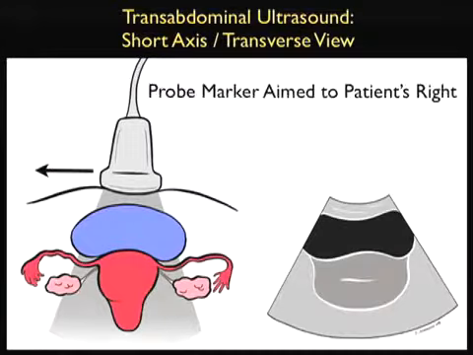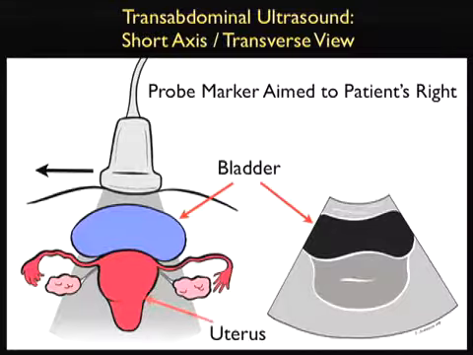Here's an illustration showing what the structures will look like as taken from the transabdominal short axis or transverse view. Remember that the probe marker will be aimed over towards the patient's right side to make the short axis or transverse view of the female pelvis. Again, we'll see the distended bladder anteriorly, and just posterior to the bladder we'll see the uterus. Because we're in cross-section here, we can investigate the adnexa by swiveling the probe from side to side. We see the resulting ultrasound image to the right, and again we see the large dark anechoic fluid collection, which is the bladder anteriorly, and just posterior to the bladder we see the uterus.